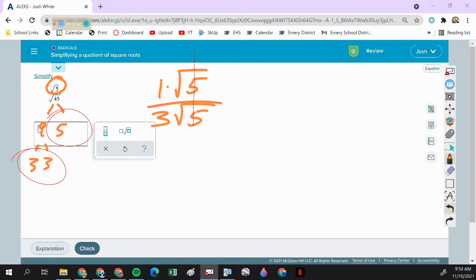Right? What if I had the square root of 5 over 10? Can I take a 2 out of those? No. Outside the square root can only cancel outside the square root. Inside the square root can only cancel inside the square root. Okay.